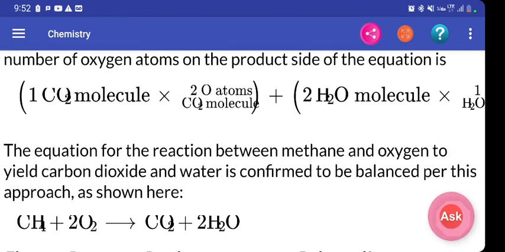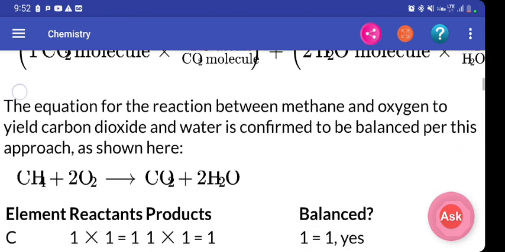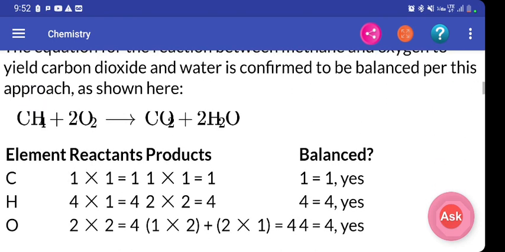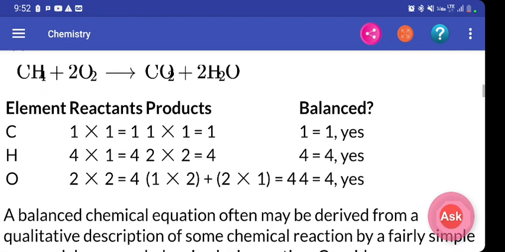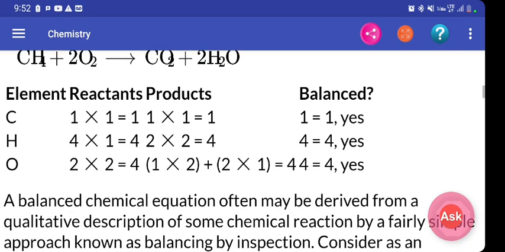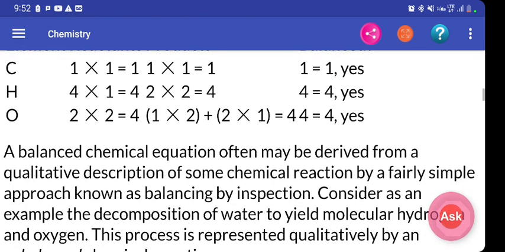The equation for the reaction between methane and oxygen to yield carbon dioxide and water is confirmed to be balanced per this approach, as shown here. CH4 plus 2 O2 yields CO2 plus 2 H2O. Elements, reactants, products, balanced.